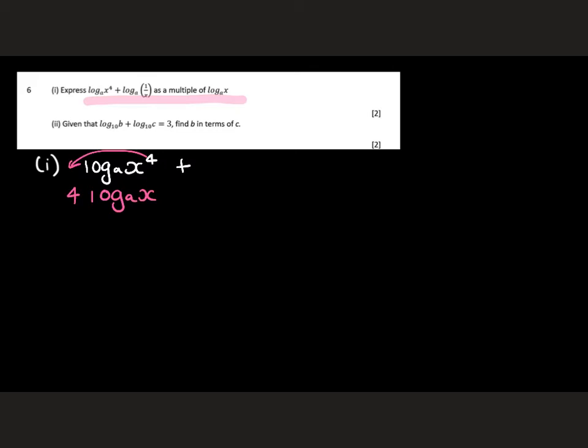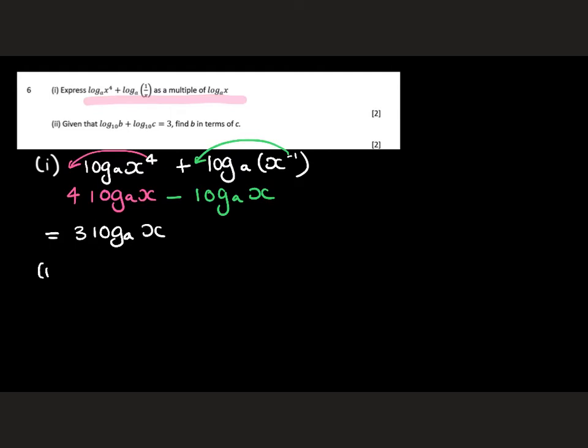Now the second part of this is log to the base a of 1 over x, but what I'm going to do is write 1 over x as x to the negative 1. Now I can then pull that negative 1 out to the front, so I get minus log to the base a of x using my logarithm rules. This then simplifies to give me 3 log to the base a of x, which is a multiple of log x.